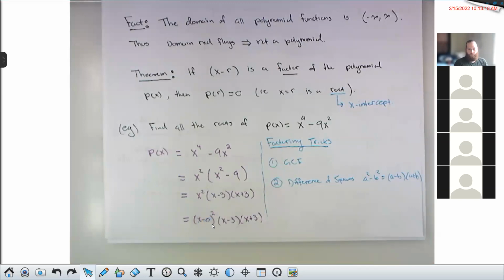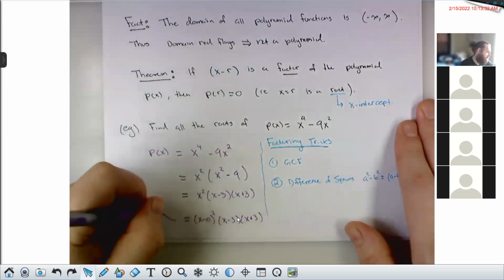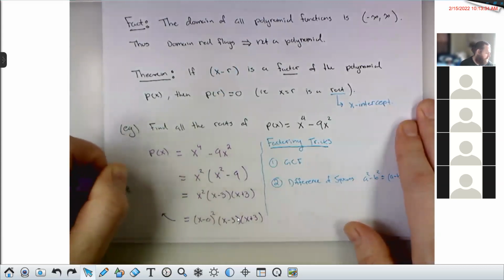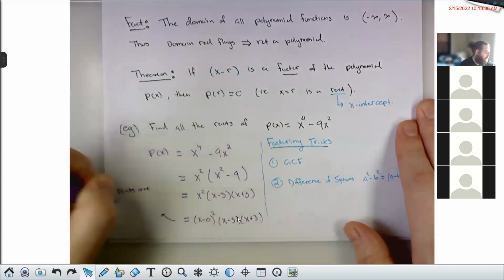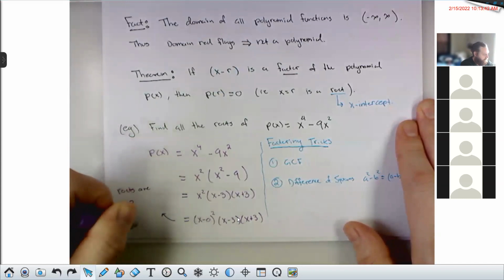So 0 is a root. From this factor, I see that 3 is a root. So, right, if x minus r is a factor, then r is a root. So the minus sign is kind of built into the thing. So my roots here are x equals 0, x equals 3, and x equals negative 3.